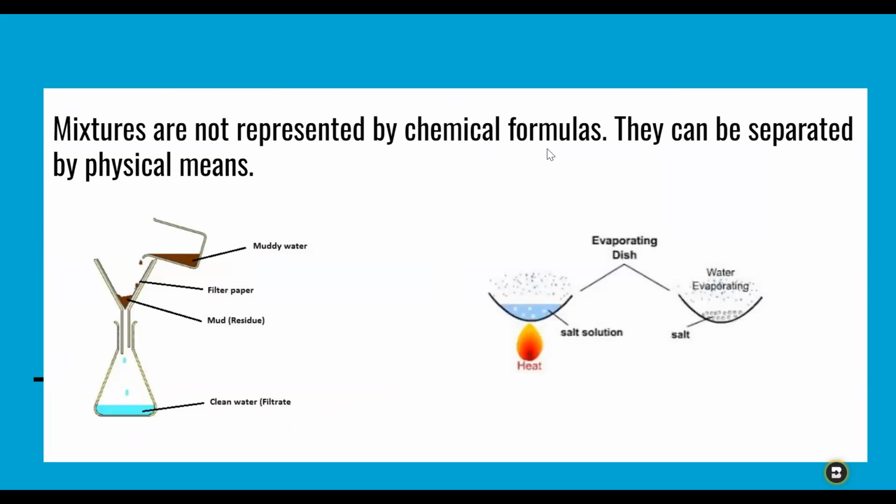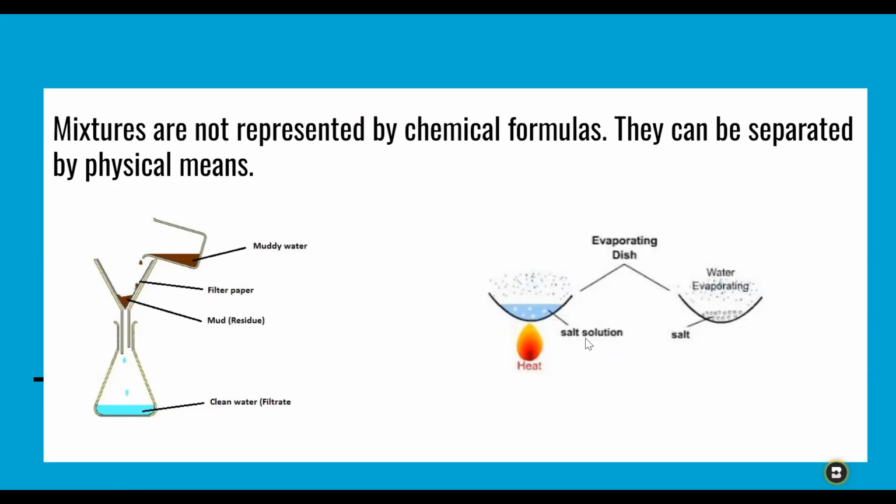Mixtures are not represented by chemical formula and they can be separated by physical means. This is salt water. This is muddy water. Muddy water is a mixture. Mud and water can be separated using a filter, like you have a funnel, and the filter catches the mud while the clean water passes through, being collected in the flask.